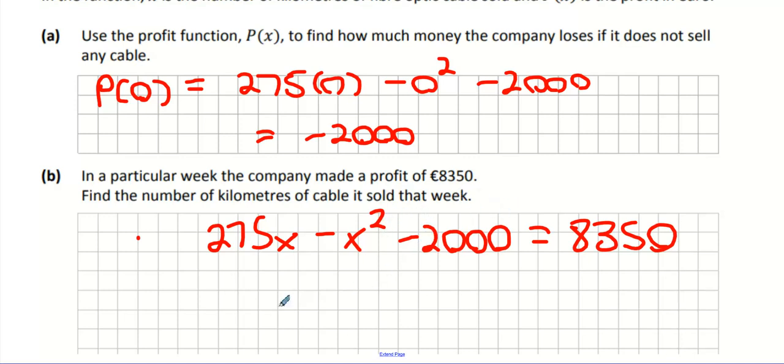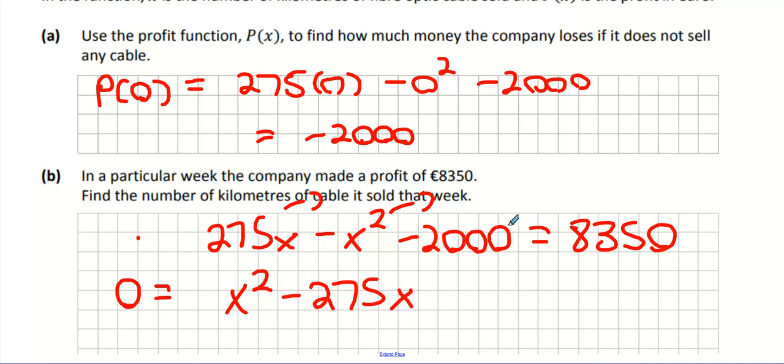Move it all to one side. I'm going to get x squared. I'm going to get 0 equals x squared minus 275x. And then I'm going to add on 2,000 to get 10,350. Ever see that?